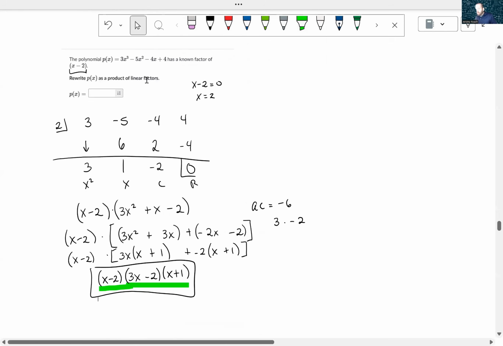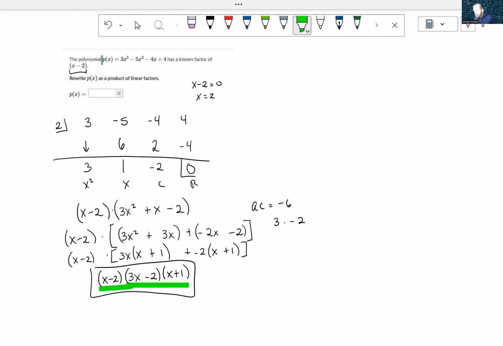If we divided this or factored all this out, this is equal to this same expression here. So those are equivalent statements. So that's what you're going to write for your answer for when it says rewrite P of X as a product of linear factors.